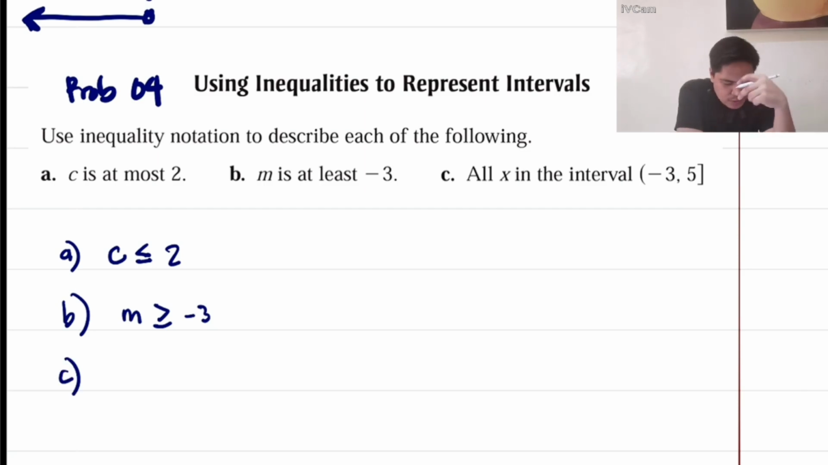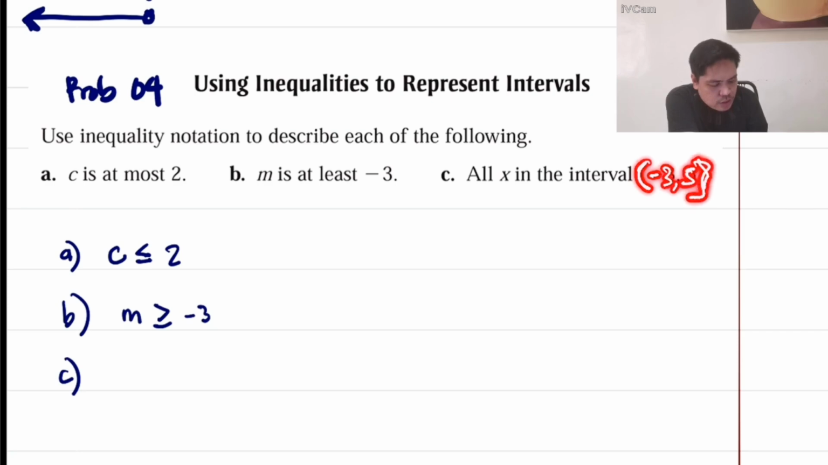For letter C, all x in the interval negative 3, 5. So our interval is this. It's open at negative 3, then 5, and it's closed at 5. So how do we write the inequality symbols? When it's open, it's less than or greater than.